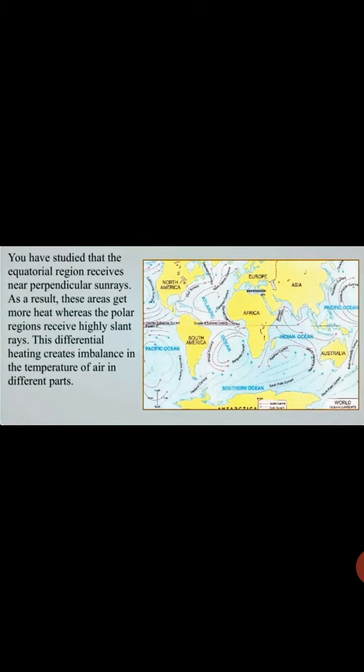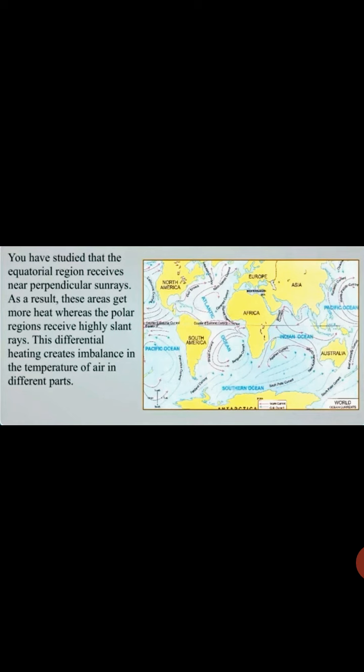You have studied that the equatorial region receives near perpendicular sun rays. As a result, these areas get more heat, whereas the polar regions receive highly slant rays. This differential heating creates an imbalance in the temperature of different parts. This leads to formation of belts of high and low pressure on the earth. Wind blows due to pressure differences in these belts. These winds are called planetary winds.